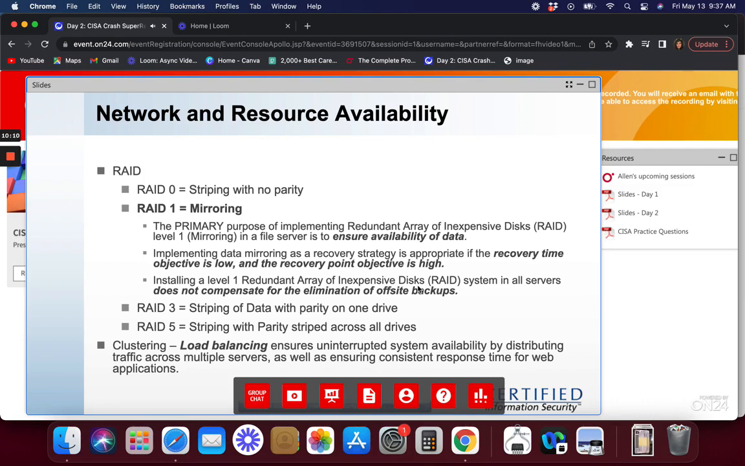You'll use mirroring when? If the recovery time objective is short or low, and the recovery point objective, meaning that you don't want to lose much data, is high.